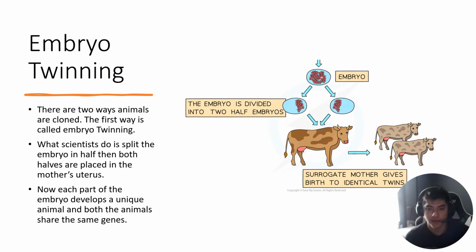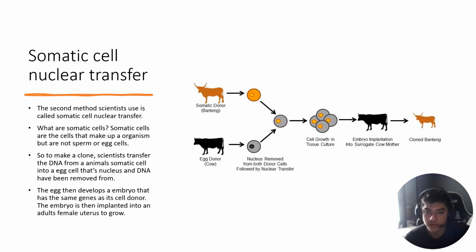And now, going over embryo twinning. There are two ways animals are cloned. The first way is embryo twinning. What scientists do is split the embryo in half. Then both halves are placed in the mother's uterus. Now each part of the embryo develops into a unique animal, and both animals share the same genes. I put a visual photo which exactly describes the process I just described. As you see, the embryo is divided into two halves, and then the surrogate mother gives birth to identical twins, which are the clones.